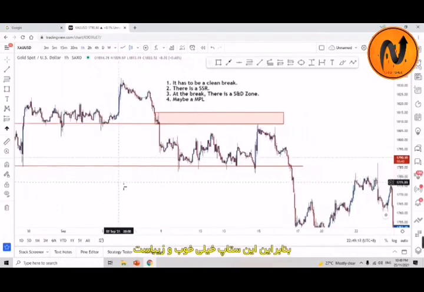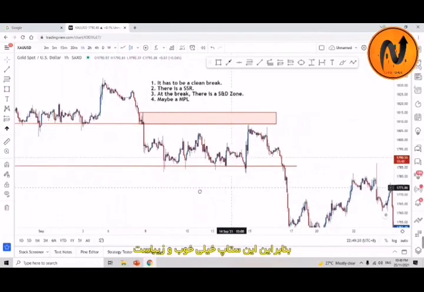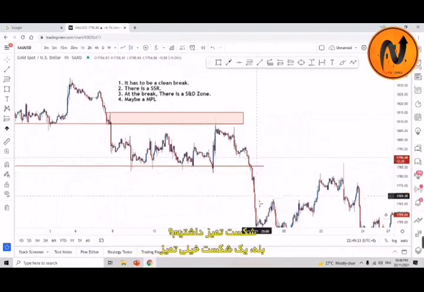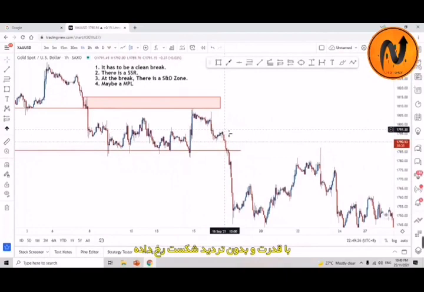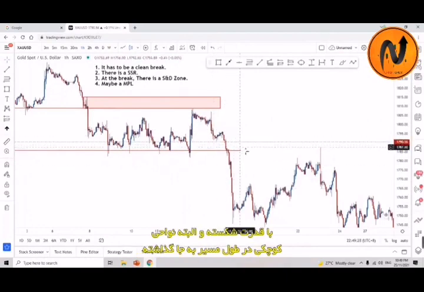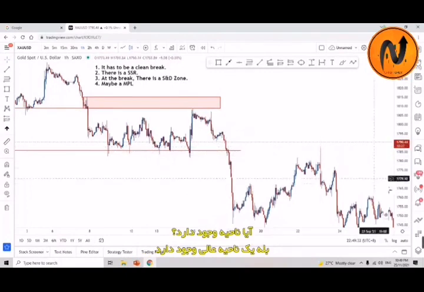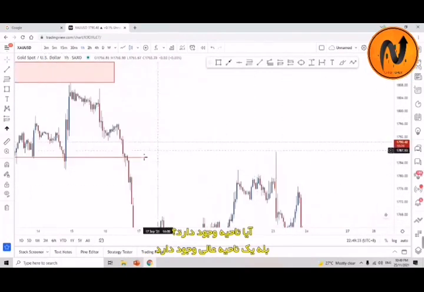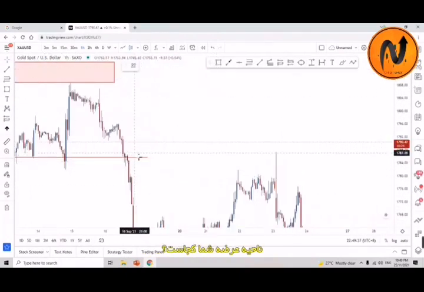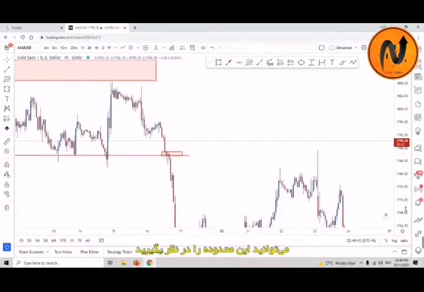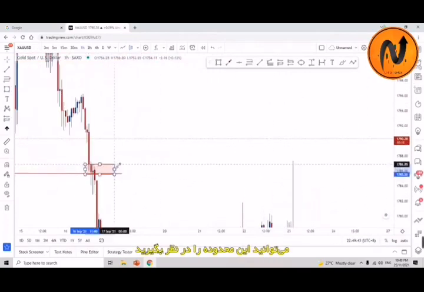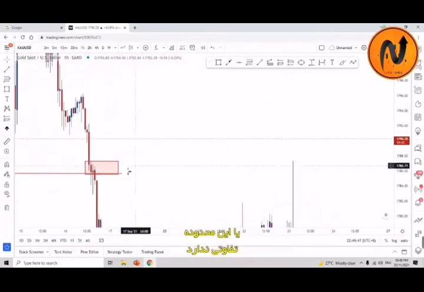So this is a very beautiful kind of setup. Then clean break. Yes, it's a very, very clean break. It breaks with no hesitation. It breaks all the way, but just makes some small zone along the way. It's okay. So there is a zone. Yes, there is a zone, and this is an excellent zone. So where is your supply zone over here? This is your supply zone. You might put it over here, or define it over here. It does not matter. It's okay.